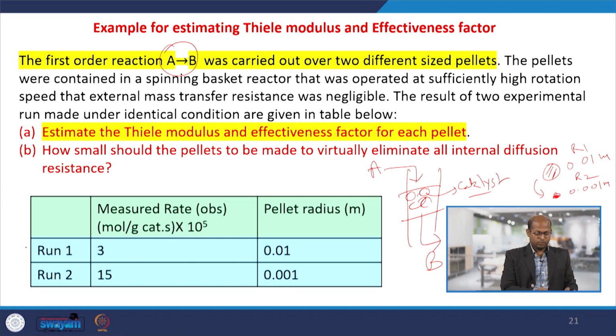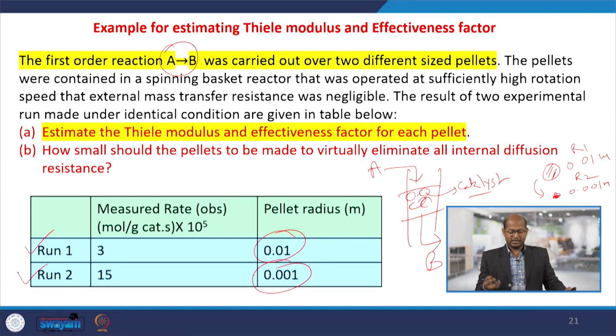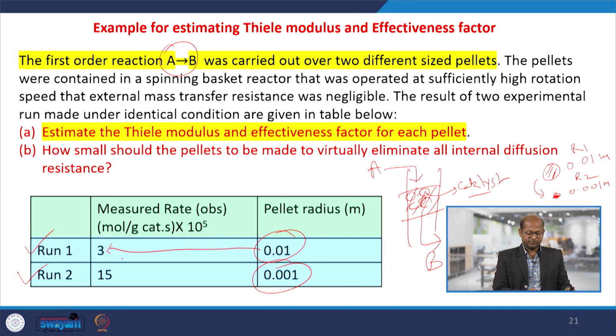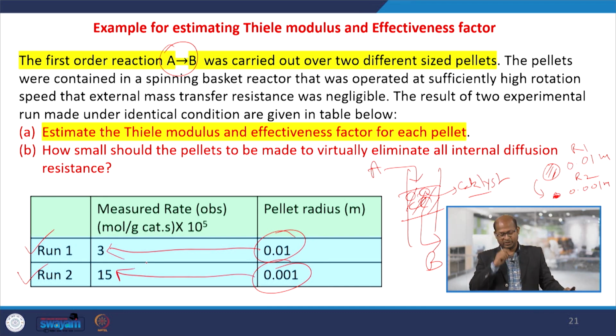In run 1 we consider this particle, and in run 2 we consider this particle of catalyst inside the bed. The corresponding rate was measured for these particles, and the observed rate for each is this, when this catalyst was used for the same reaction.